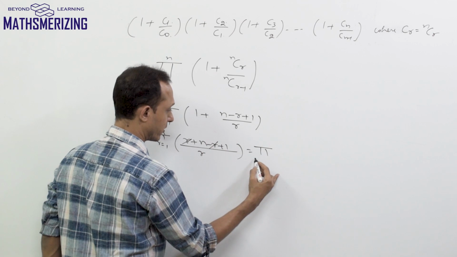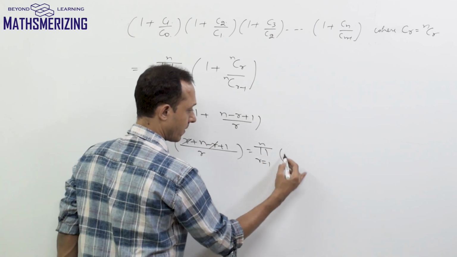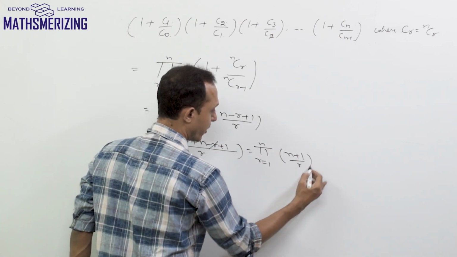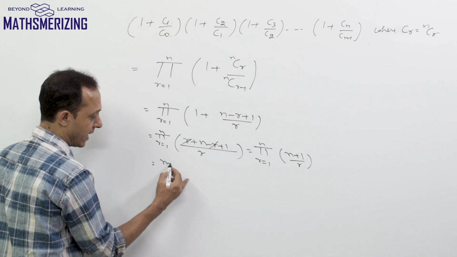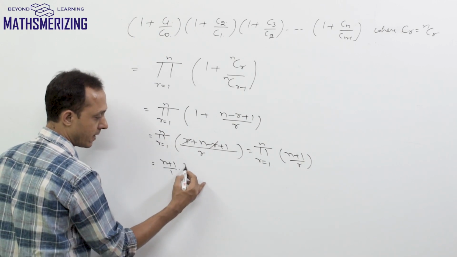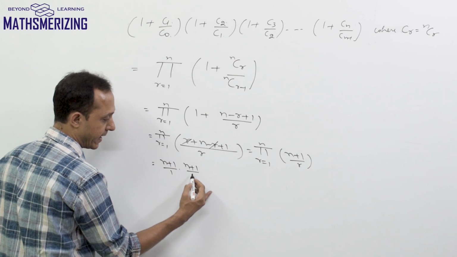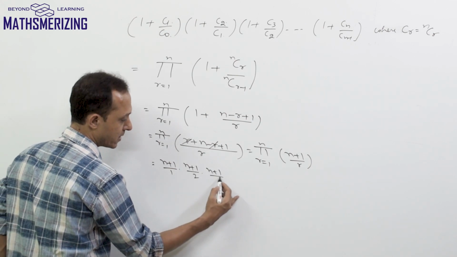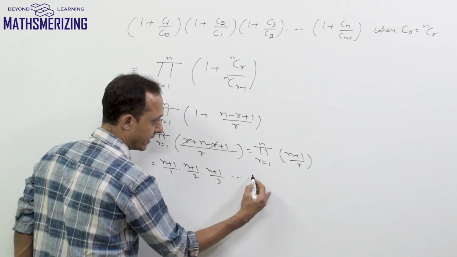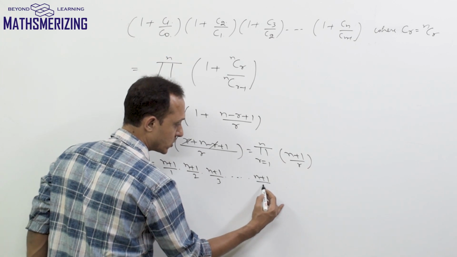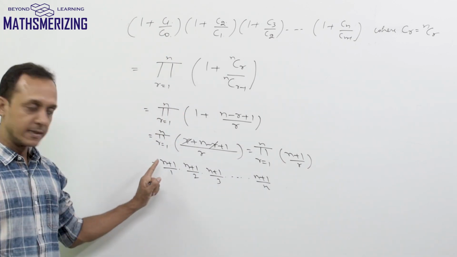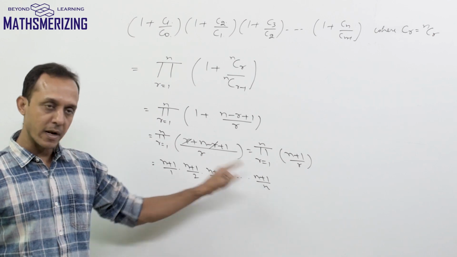So I can write this as product of n plus 1 upon r. Now if I put the value of r as 1, I'll get n plus 1 upon 1. If I put value of r as 2, I'll get n plus 1 upon 2, n plus 1 upon 3, and then finally I'll get n plus 1 upon n. So it is n plus 1, n plus 1, n plus 1, n times.